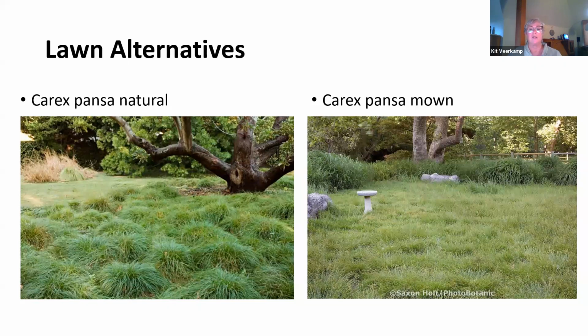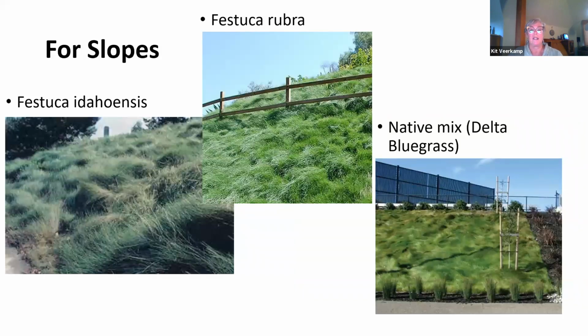For slopes, there's a number of the festucas, the fescues, that can look really nice on slopes. Now, this can be, as long as you don't let them go dry, they can keep things a little more fire resistant as well. You can see how nice those do look in terms of compared to each other.